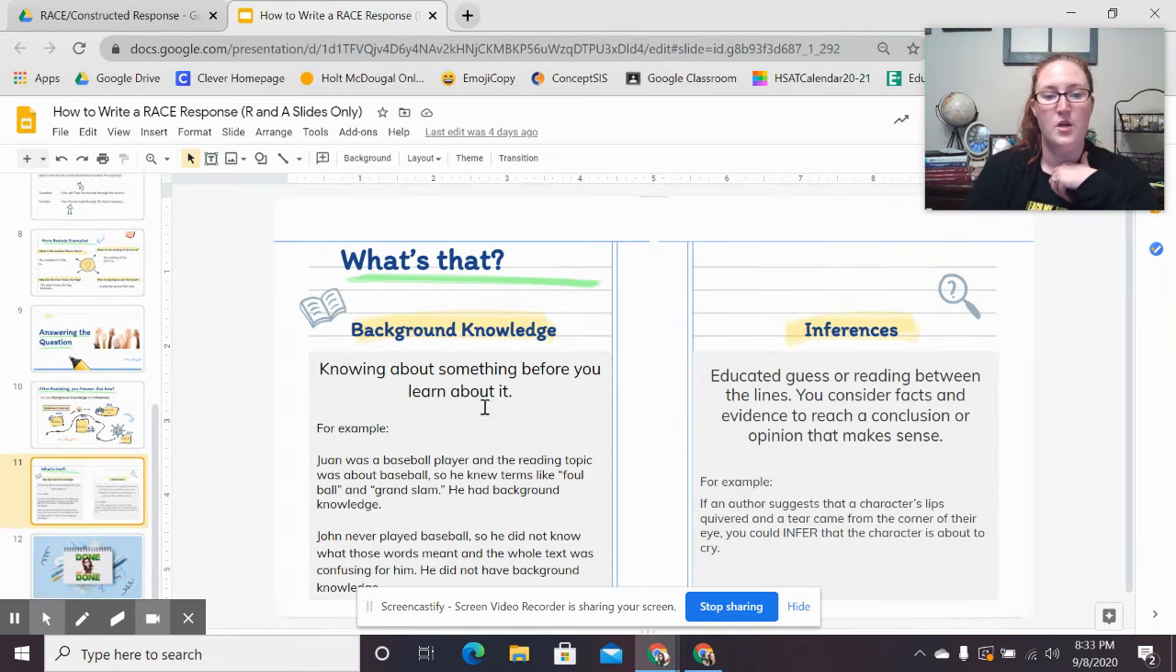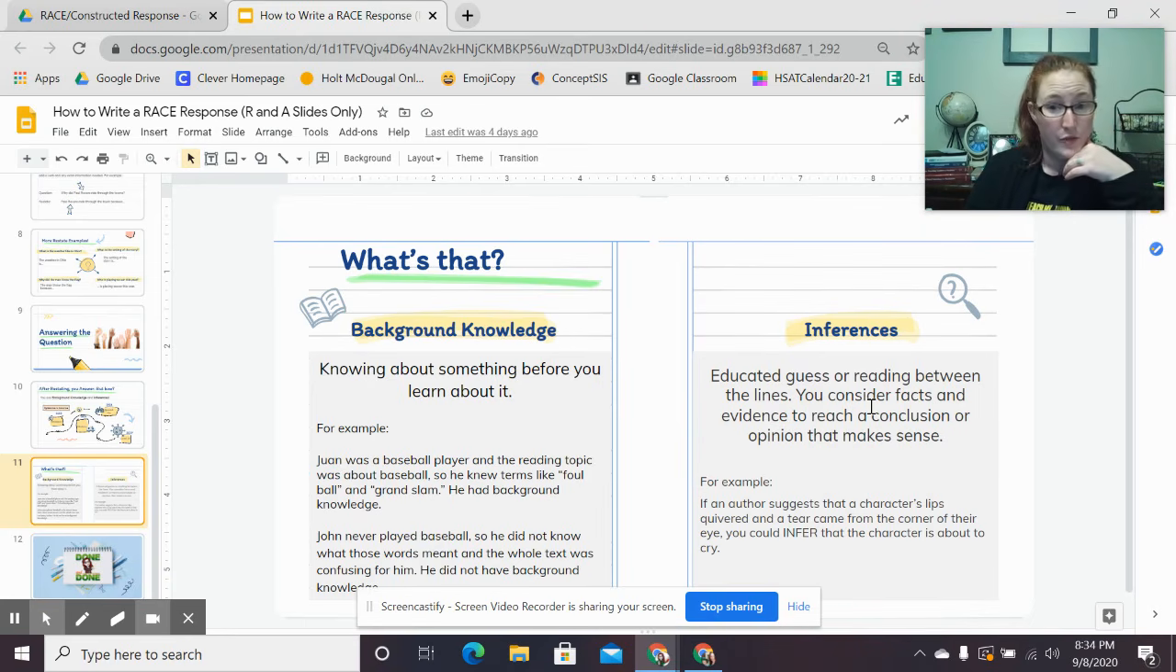Okay. So this is just a little bit of information to help you understand exactly what background knowledge and inference mean. So again, background knowledge is knowing about something before you would have learned it. For example, Juan was a baseball player and the reading topic was about baseball, so he knew terms like foul ball and grand slam. He had background knowledge. John had never played baseball, so he did not know what those words meant, and the whole text was confusing for him. You have background knowledge versus you don't have background knowledge.